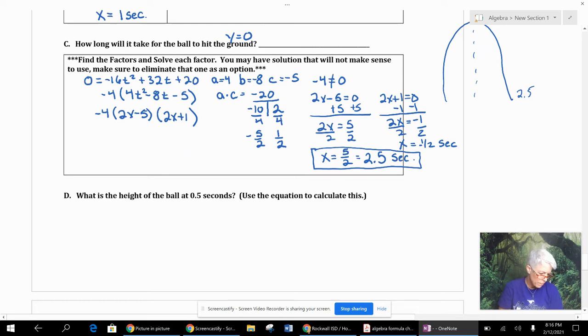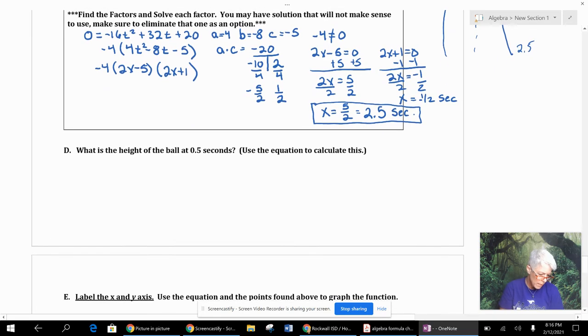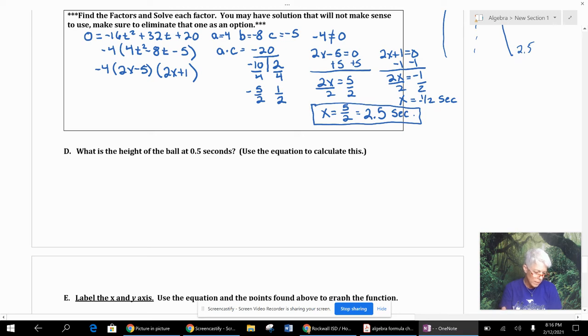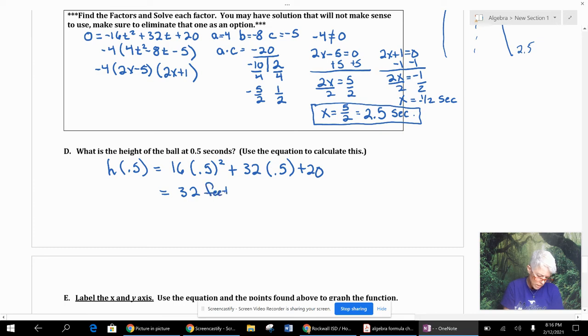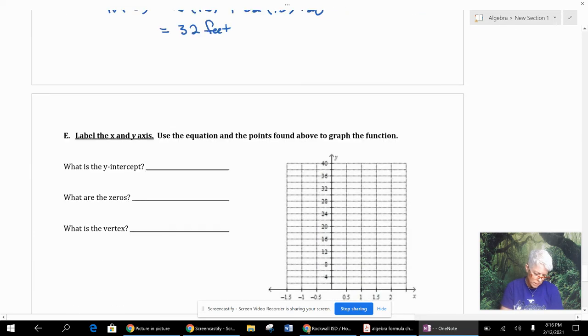So I'm going to go on down. And then it asks, what is the height of the ball at 0.5 seconds? So again, I can figure out where the height of the ball is at any time by just putting in x, which is time, into the equation, and I can figure out pretty much where that ball is at any moment in time. Not that there's much time involved here. So if I work it all out, I end up with 32 feet.